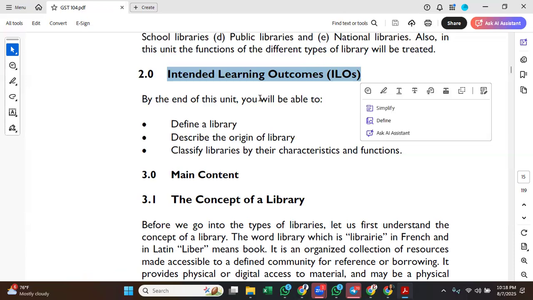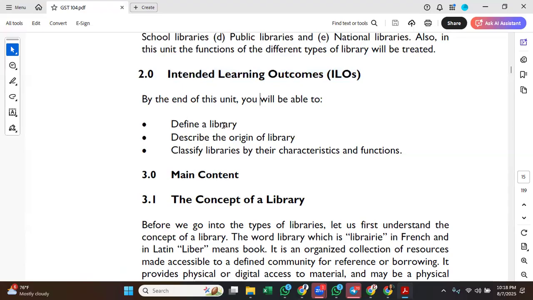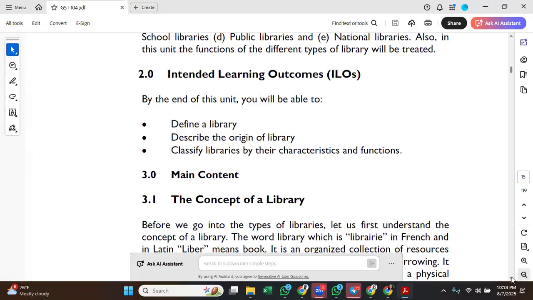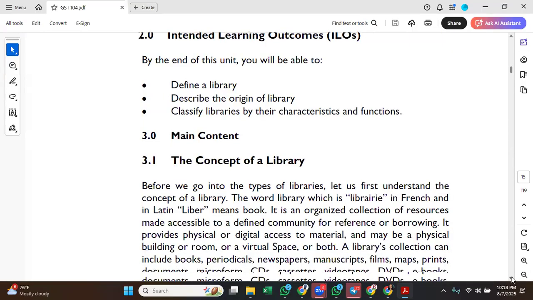By the end of this unit, you'll be able to define a library, describe the origin of library, and then classify libraries by their characteristics and functions. So let's move straight to the concept of a library.